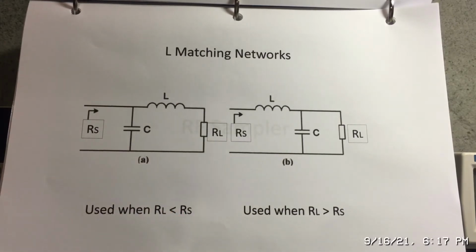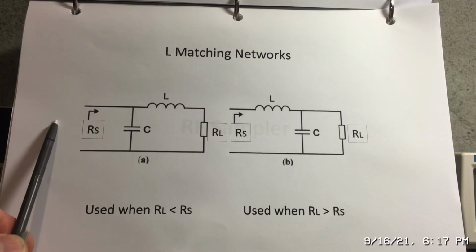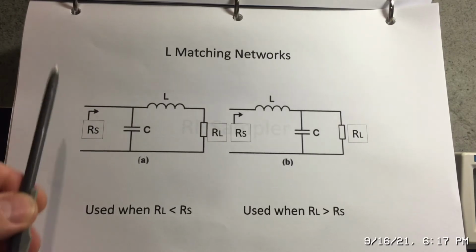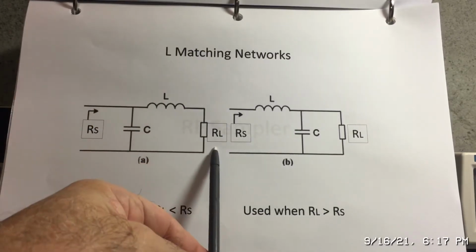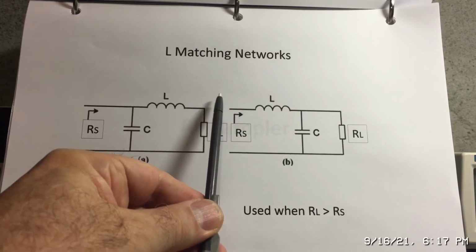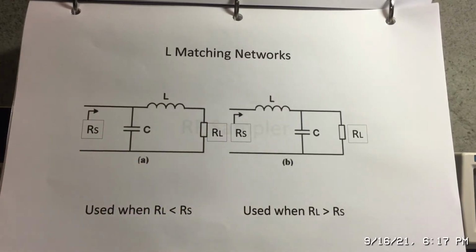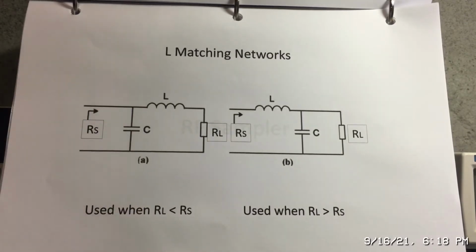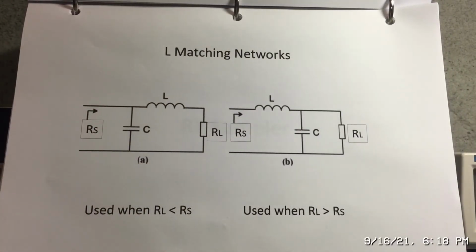So in our case, we're going to be looking at this example. We're going to have 50 ohms from our NanoVNA. That's our source. And we're going to show a match to a 50 ohm load. And then later on in the video, we're going to show how we can match to a 25 ohm load using this L network. So that's basically an overview of what we'll be doing.